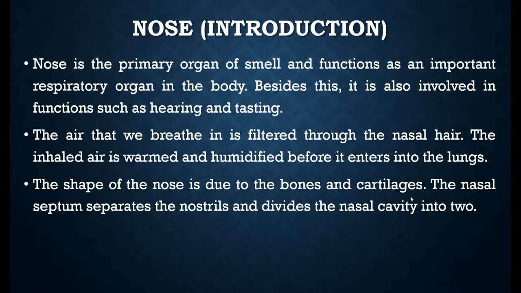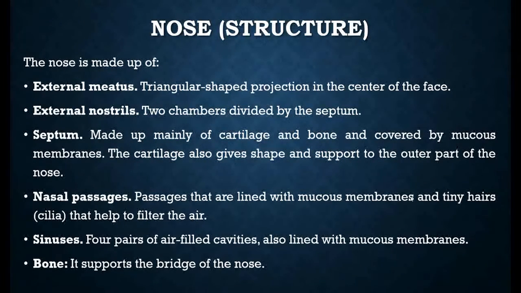The shape of the nose is due to the bones and cartilages. The septum which separates the nose is called the nasal septum, and it contains the nostrils. The nose is made up of the external nose, that is the triangular projection at the center of your face, then the external nostrils, two openings divided by the septum, then the septum, which is made up of bone and cartilage and divides the nose into two different compartments.